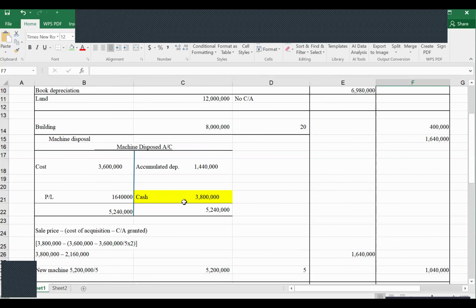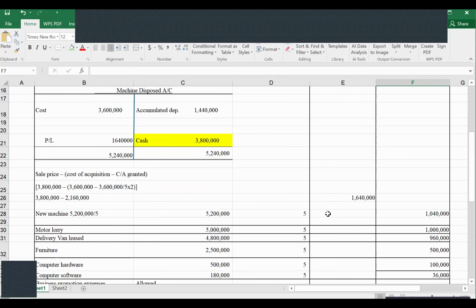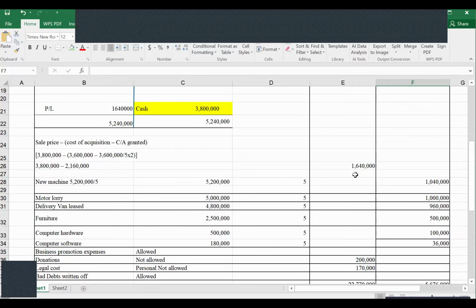Then for the machine disposal, profit is already included, so we have to remove it and calculate the disposal gain based on the tax provision. So it is 1.6 million. Then for new machines, capital allowance can be considered by dividing by 5 years, that is 1.04.